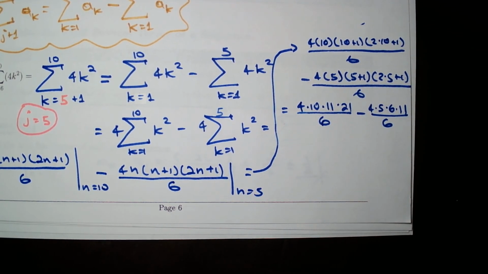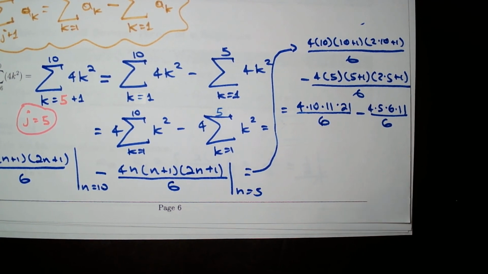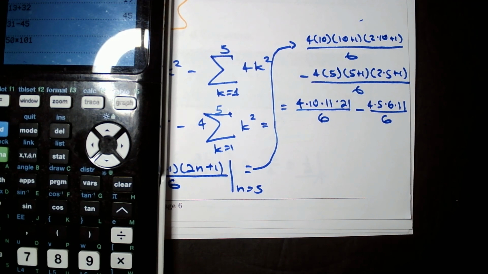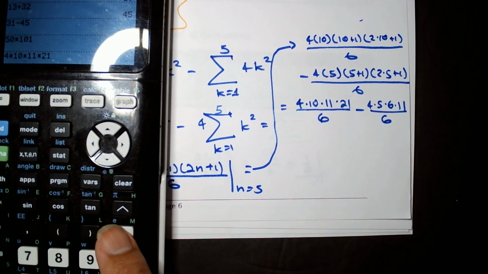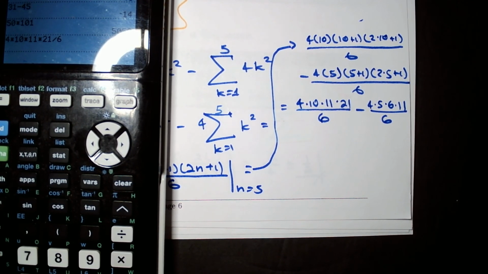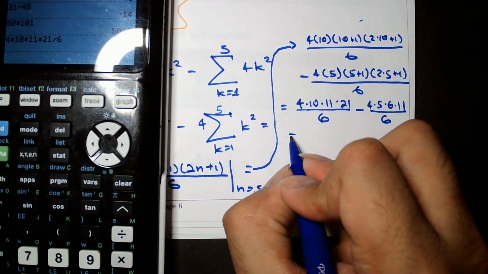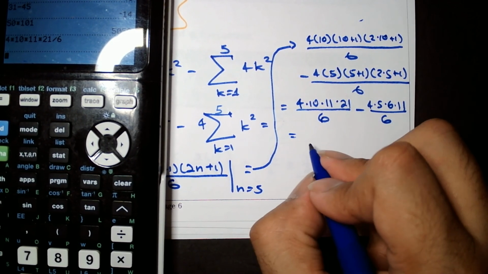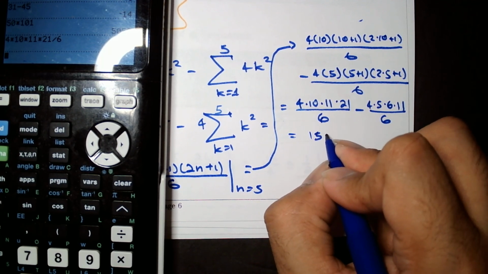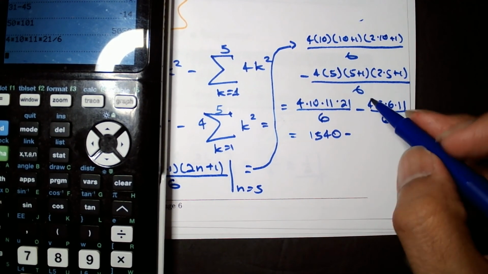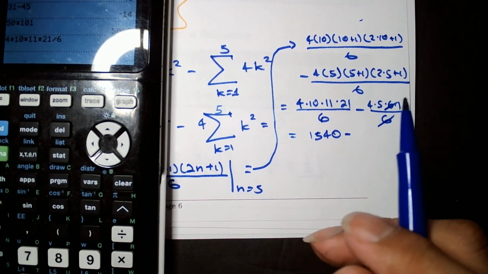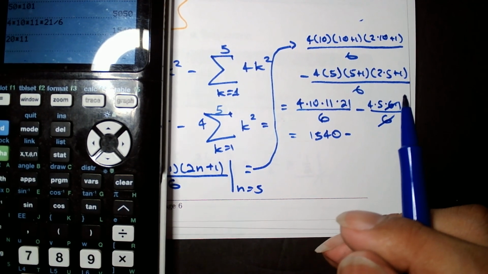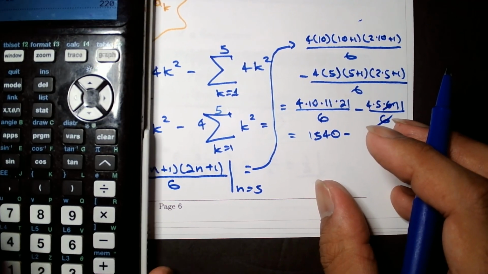Well, let's use a calculator for this. Where is my calculator? It's right here. So, the first one, 4 times 10 times 11 times 21, and divide that by 6. That better be an integer. If you get a fraction for this one, double check. These should all be integers. 1540, minus 4 times 5, since the 6's cancel. 4 times 5 is 20, 20 times 11 is 220.